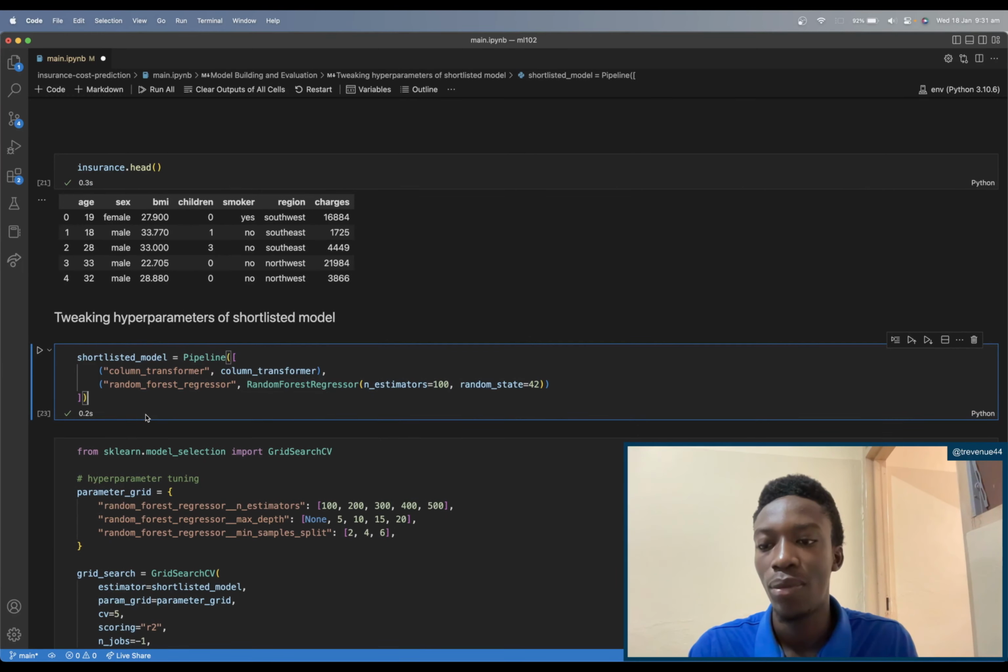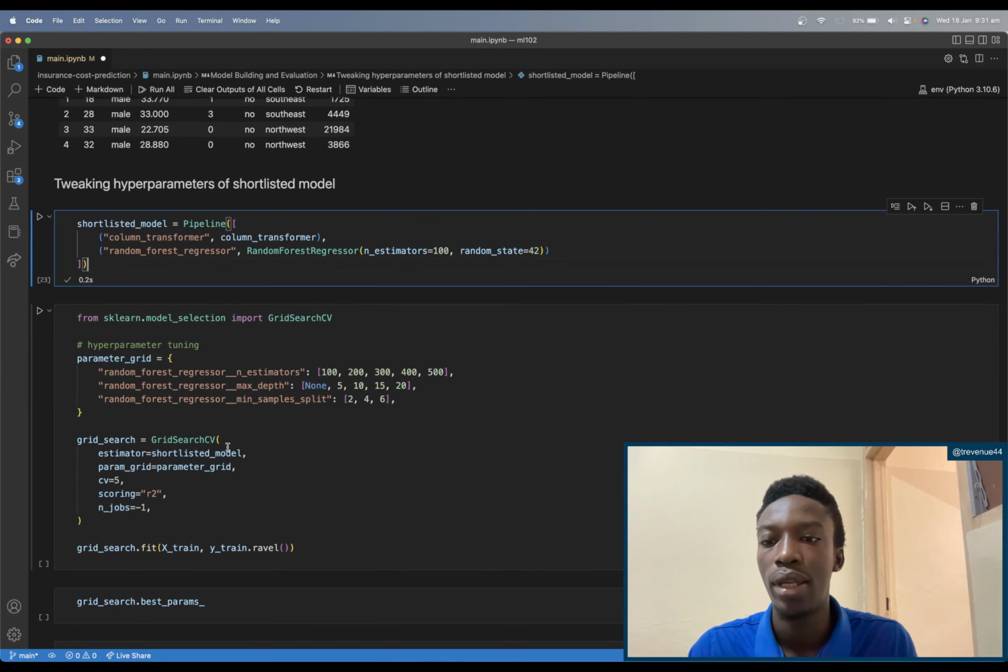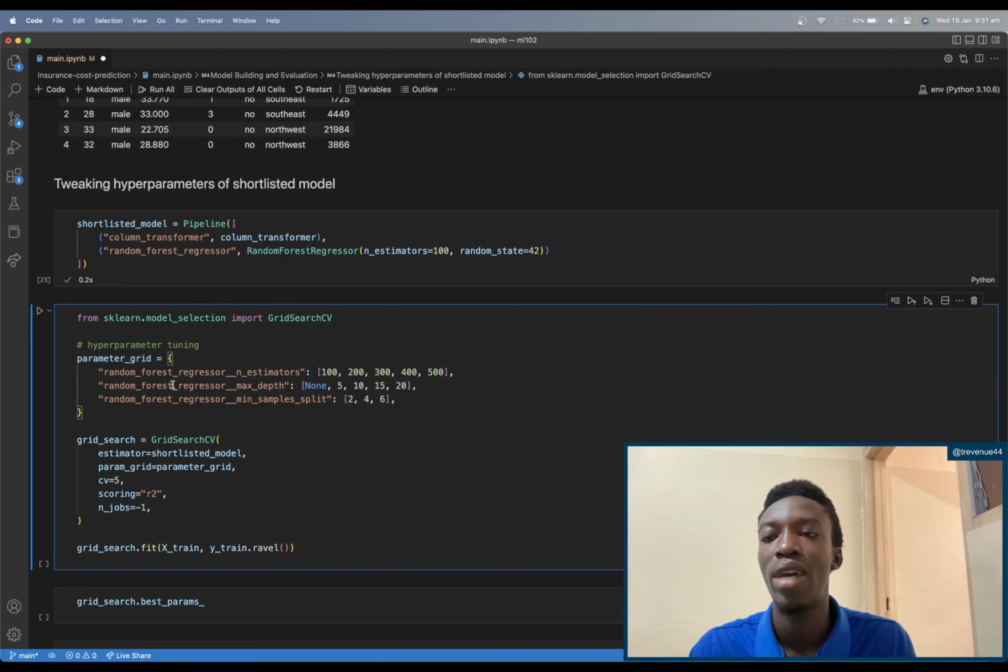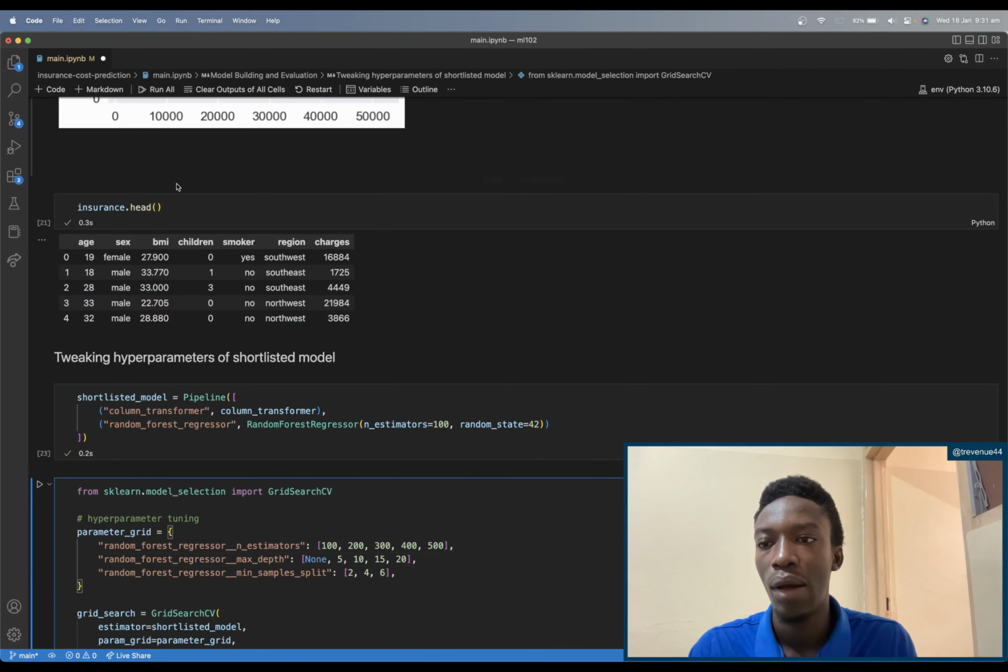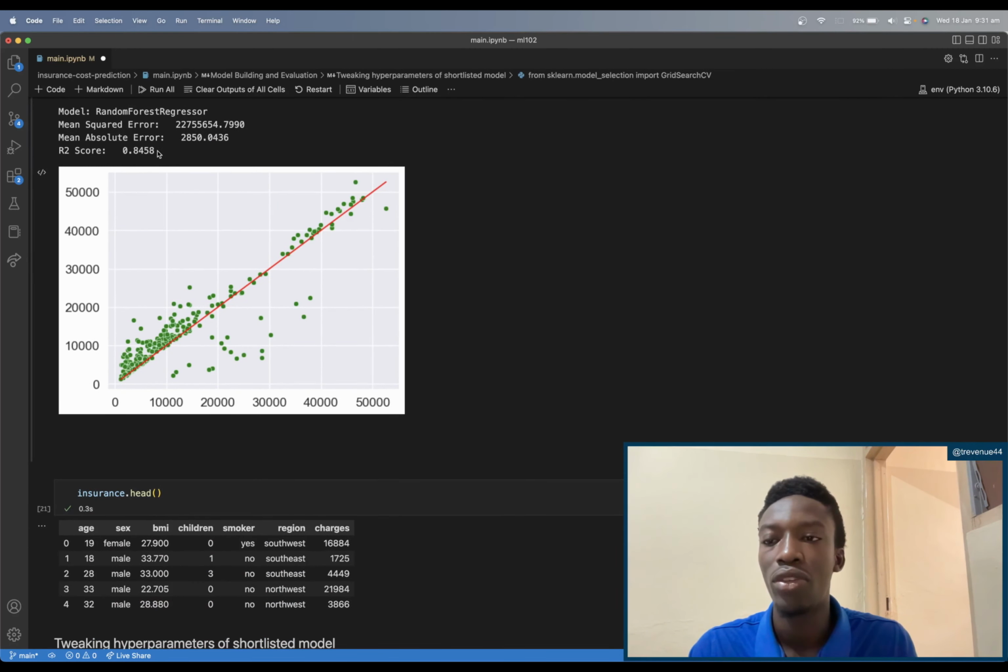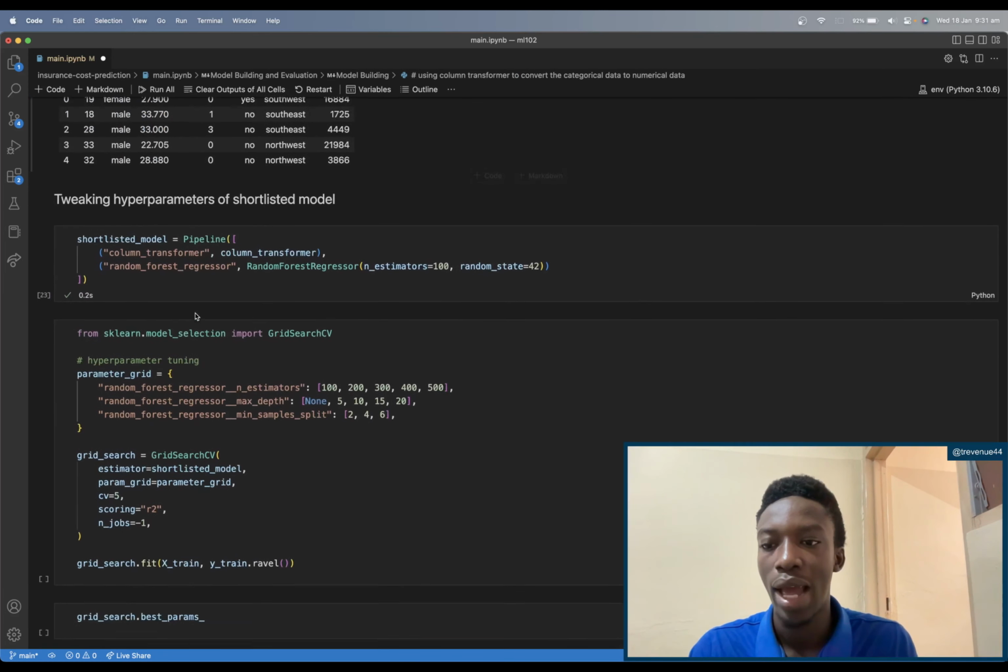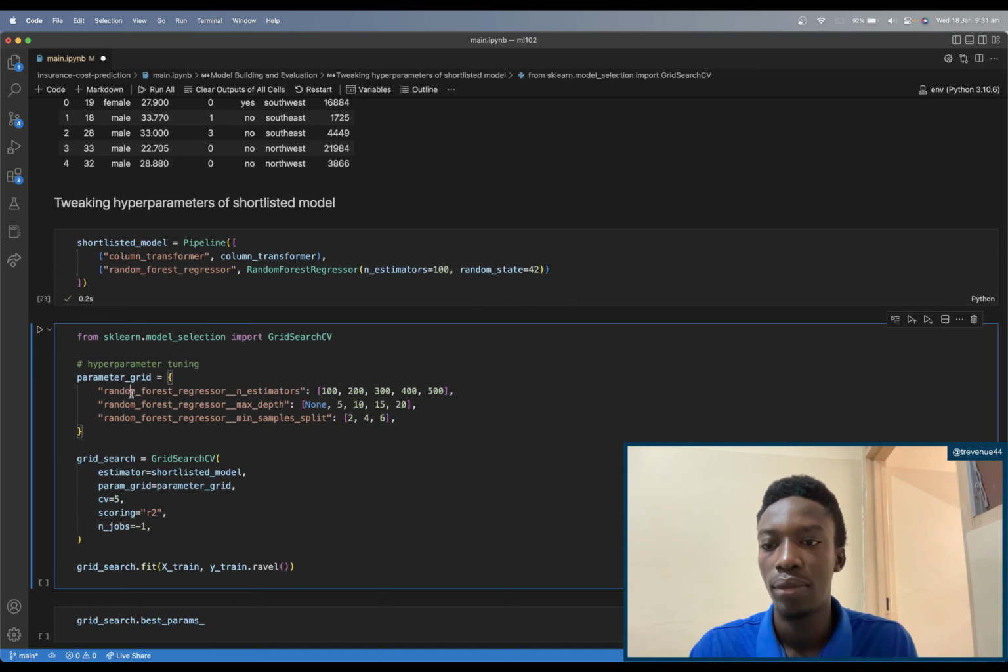So I shortlisted this model, and I wanted to tweak some parameters using the grid search to see if I could make it a bit better. So right now our R2 score is 84%, right? I wanted to make that a bit higher. So I was trying to tweak parameters over there. So it's a random forest regressor. Some parameters like the number of estimators, the maximum depth, and the min sample split.